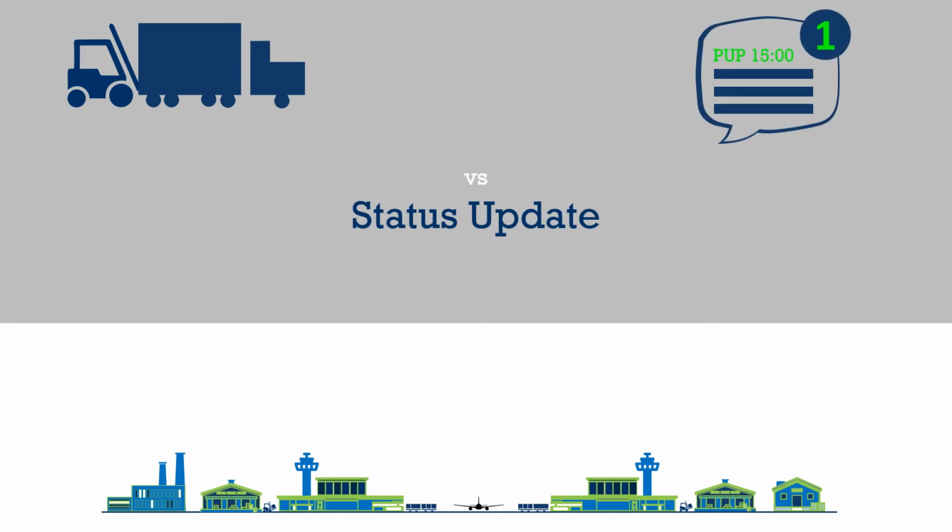Status update is the information exchange about the event taking place. In our example, a status update would be information telling someone that the PUP has happened at 3 p.m. as planned. In our industry, it is common to use messages for status updates, but it could also be any other means of communication.